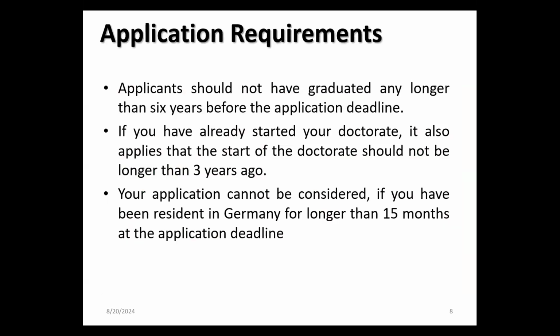So just a few points to bear in mind before you apply. Applicants should not have graduated any longer than 6 years before the application deadline. And by this sentence, they mean the last degree. So if you are applying for PhD, you should not have your master degree, not the bachelor, your master degree longer than 6 years ago.